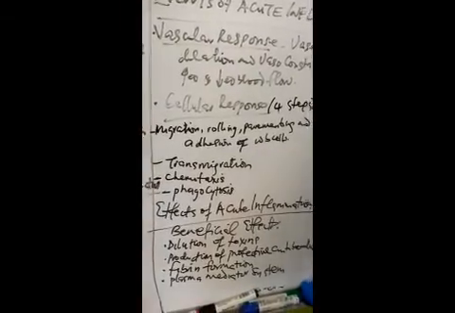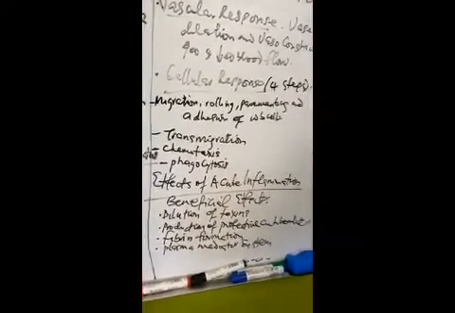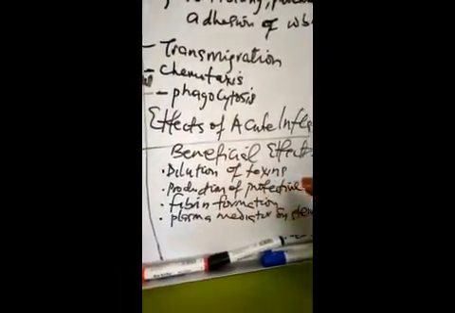What are the effects of acute inflammation? There are 2 effects of acute inflammation. Some effects are beneficial, while some effects are harmful. Let's look at beneficial effects of acute inflammation. 1. Dilution of toxins. It can dilute the toxins that get entering into the body. 2. Production of protective antibodies. 3. Fibrin formation. When a wound is to be healed, fibrin is formed. It leads also to clotting of blood.